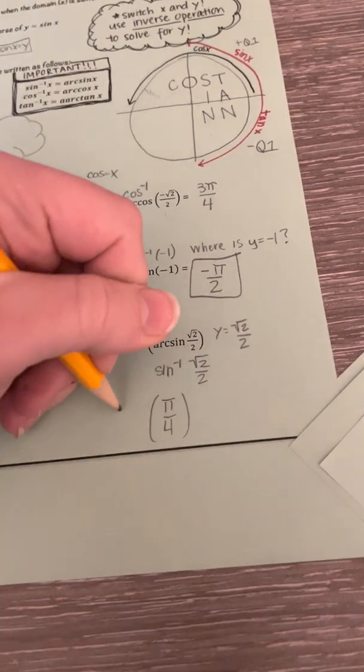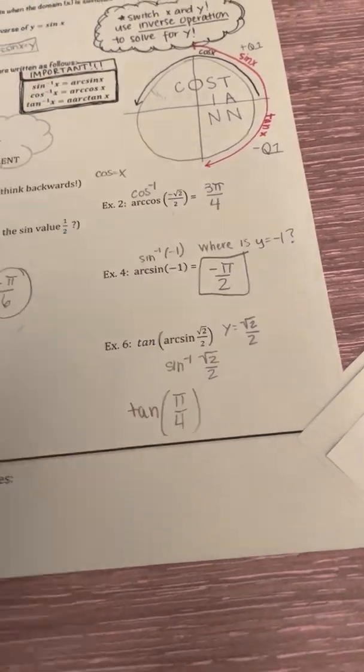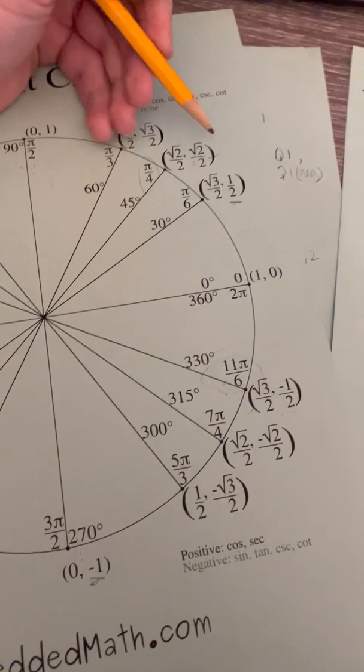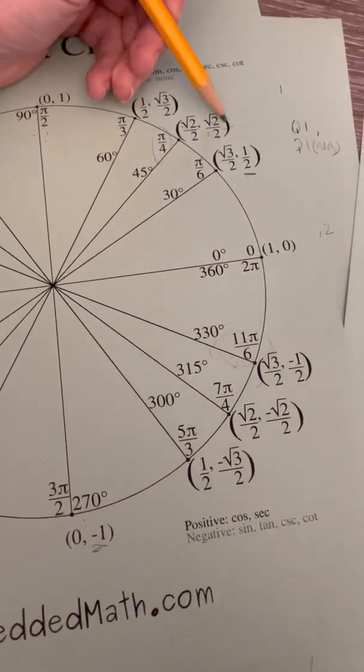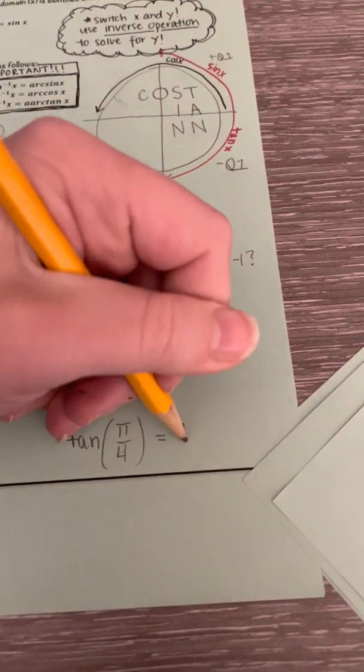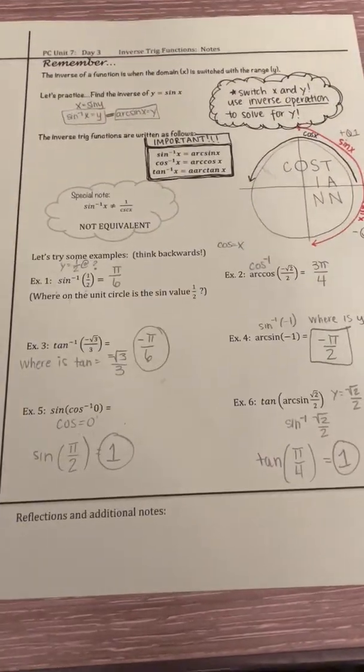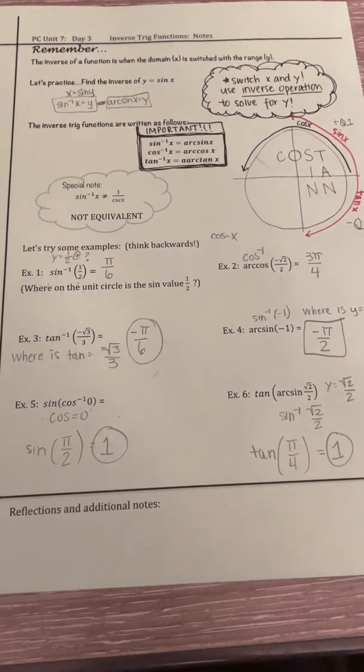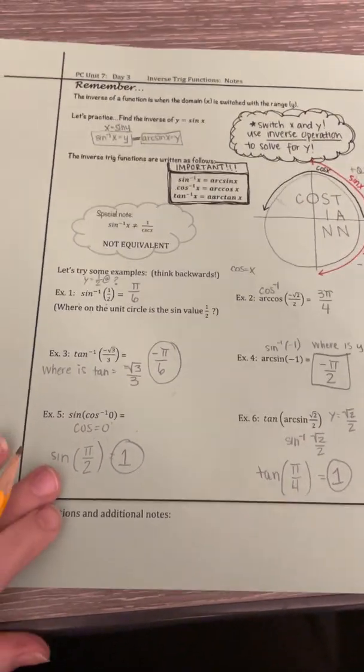And then it is tangent of pi over 4, which is y over x. Y over x. We have the same thing over itself. That's always going to be equal to 1. All right. And that is the first one. We're going to move on to the next page.